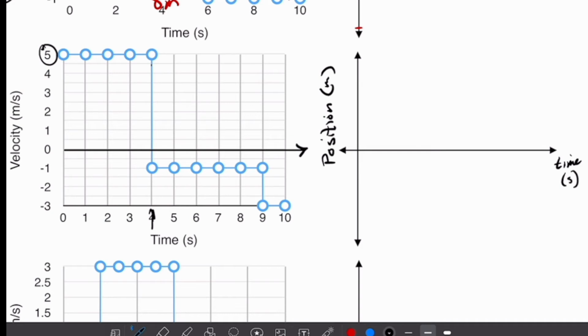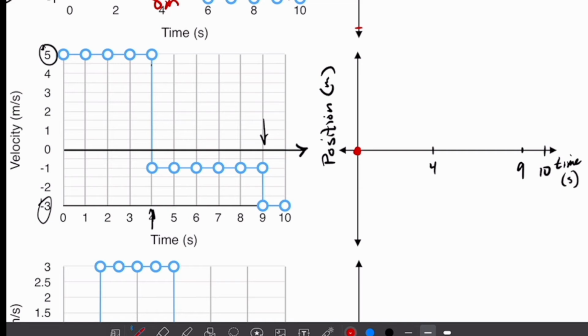Then it travels at -1 meter per second until 9 seconds, and then -3 meters per second for a second. So I'm going to put the 10 here, and I'm going to mark 9 because an abrupt change occurred at 9, and I'm going to mark 4 because an abrupt change occurred at 4. The problem told me I can begin at the origin, so I'm going to mark the origin. All right, so I think I'm ready to go.